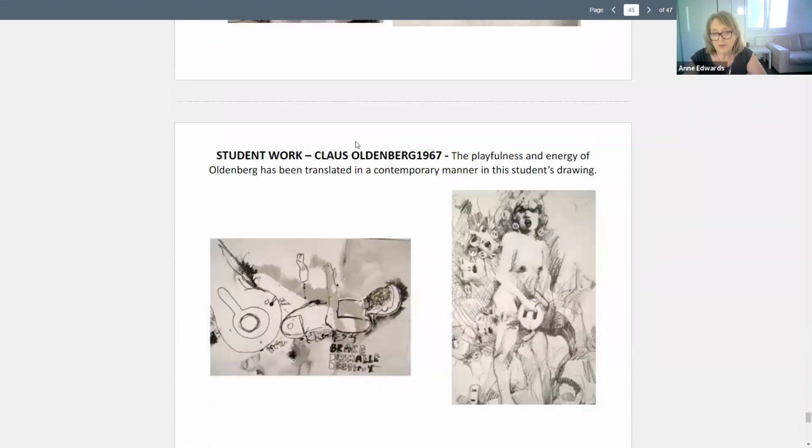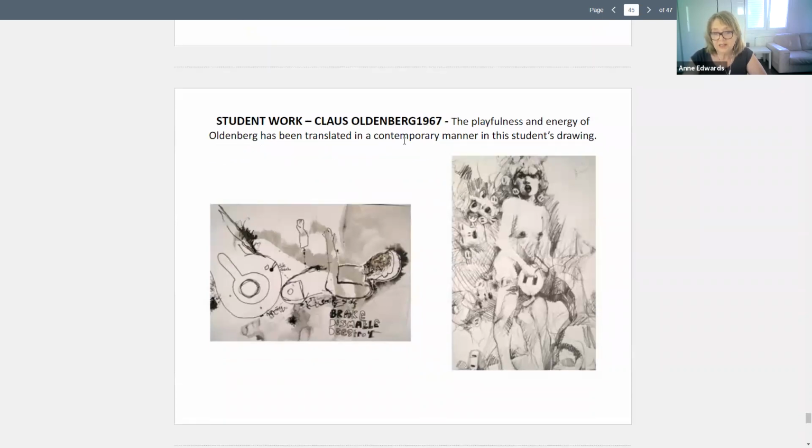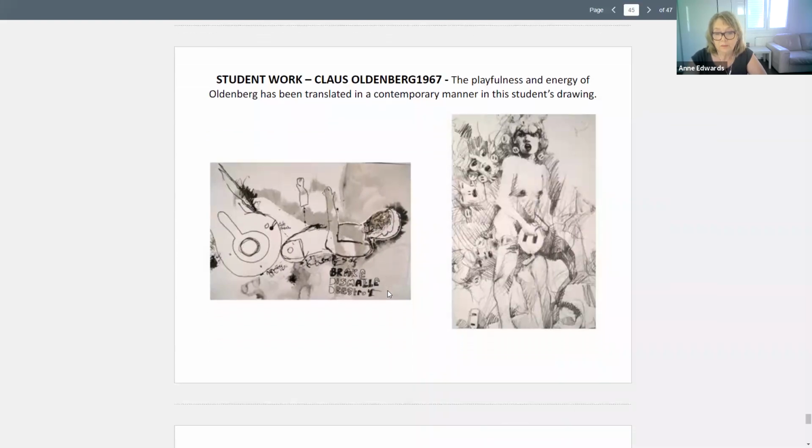The playfulness and energy of Oldenburg has been translated in a contemporary manner in this student's work. This doll-like subject matter here has inspired this work here, which is a doll, an Action Man doll. But you can see the mark, the make, the playfulness. It's all echoed in this work.